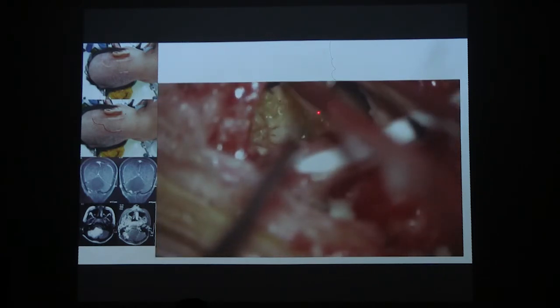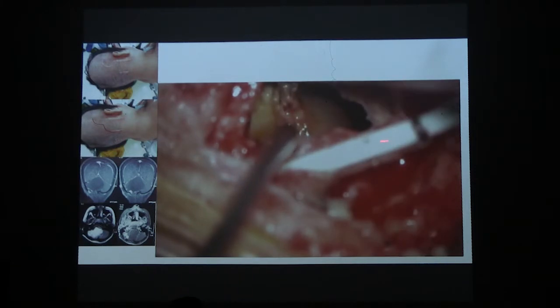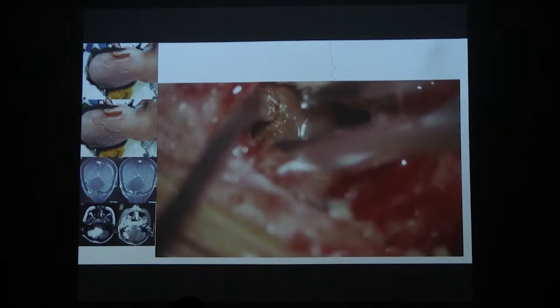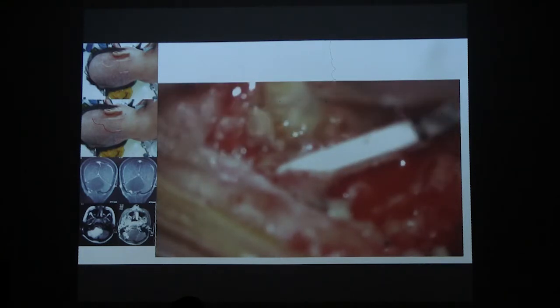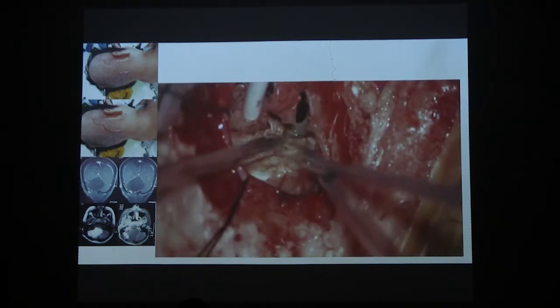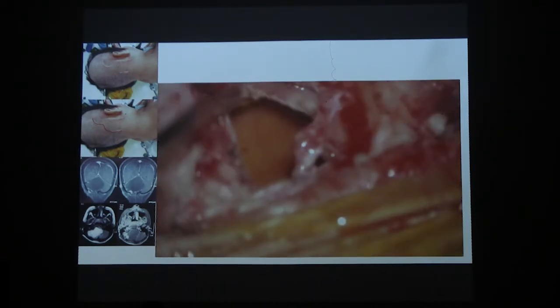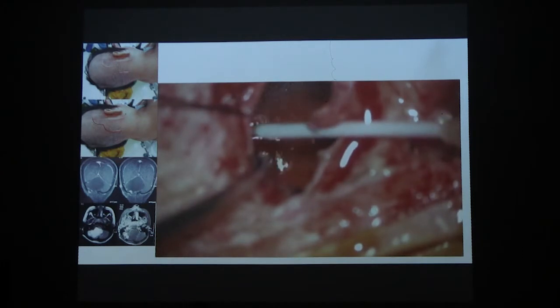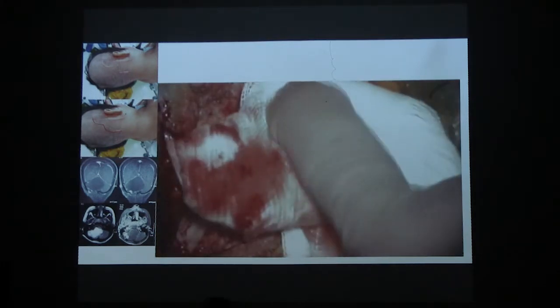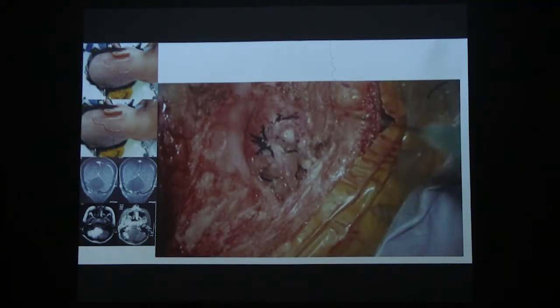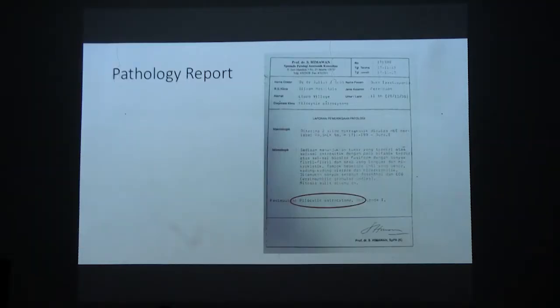And then once it's done, we can remove the shunts for the cystoperitoneal shunt. So that's how it looks. And then we need to close it tightly. Sometimes we have to put the muscles and glue because it's old, because it's previous surgery. And the pathology shows that it's pilocytic astrocytoma.